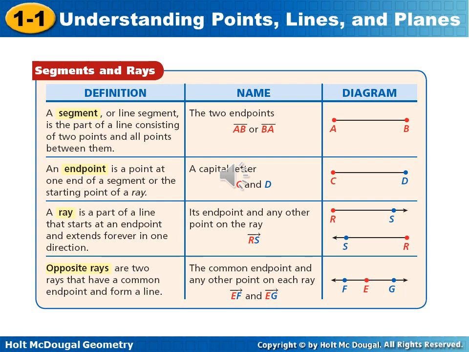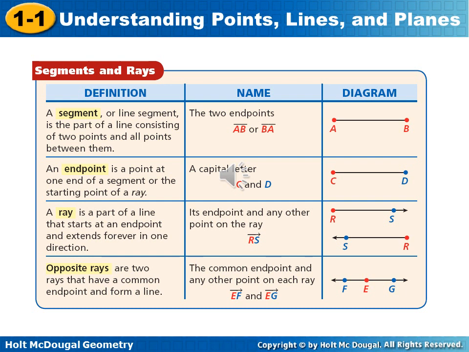A ray is part of a line that starts at an endpoint and extends forever in one direction. The endpoint is on the ray along with any other point. So if we look at the diagram, we have RS, and it's extending forever in one direction, towards S. And we use RS with a line over the top and an arrow pointing only in one direction. It is always pointing to the right, even if the picture of your ray is pointing to the left.